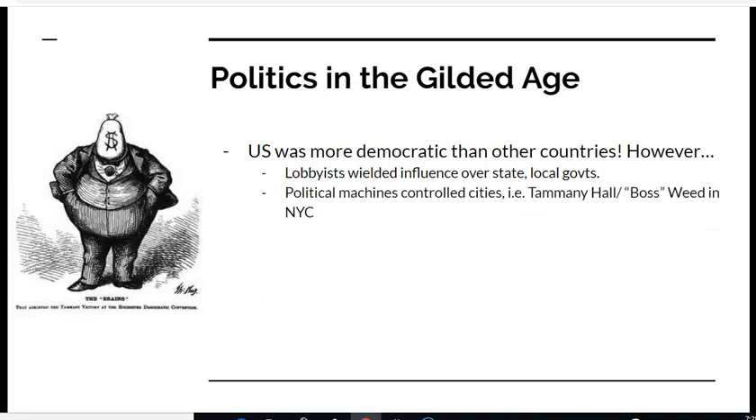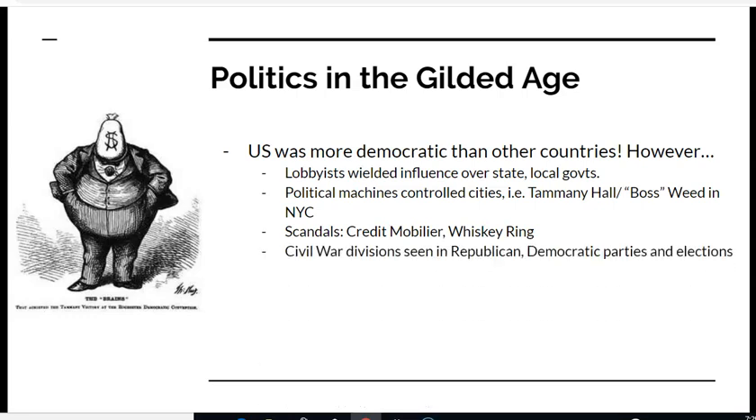You had groups known as political machines that would control cities. Groups like Tammany Hall, led by Boss Tweed, sorry, not Boss Weed, but Boss Tweed. In fact, this cartoon on the left is a cartoon of Boss Tweed. And they basically ran the show in New York City. This resulted in many scandals, like the Credit Mobilier scandal and the Whiskey Ring scandal that affected the federal government. And there were numerous scandals at the state and local level as well.